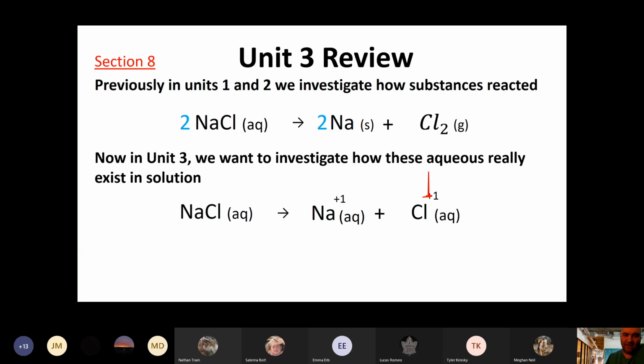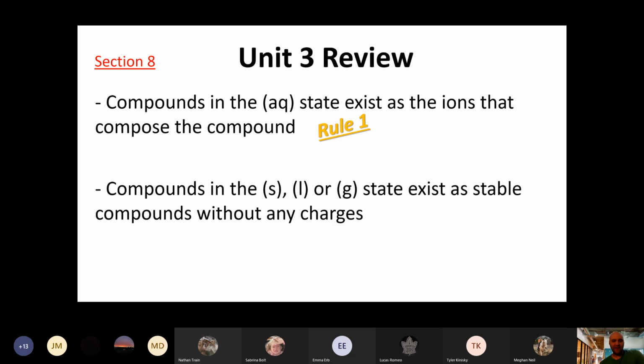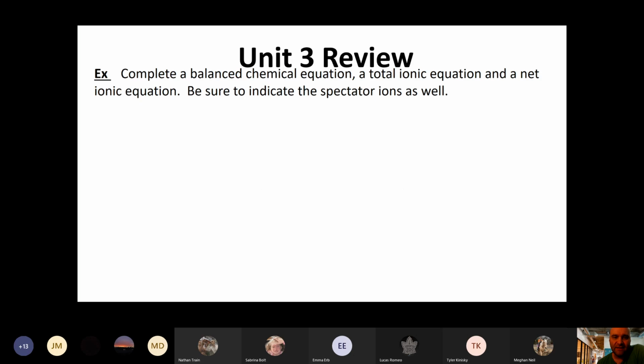So that's what we're investigating here, how these things break up. We've got a couple rules to worry about. Anything in the aqueous state is not existing as a compound. It's just breaking up into those ions that we just looked at. That's rule 1. Your other rule is anytime you have something in the solid, liquid, or gas state, they're going to stay in those. They're not going to break up. That's our second rule, and that sort of governs us as we proceed.